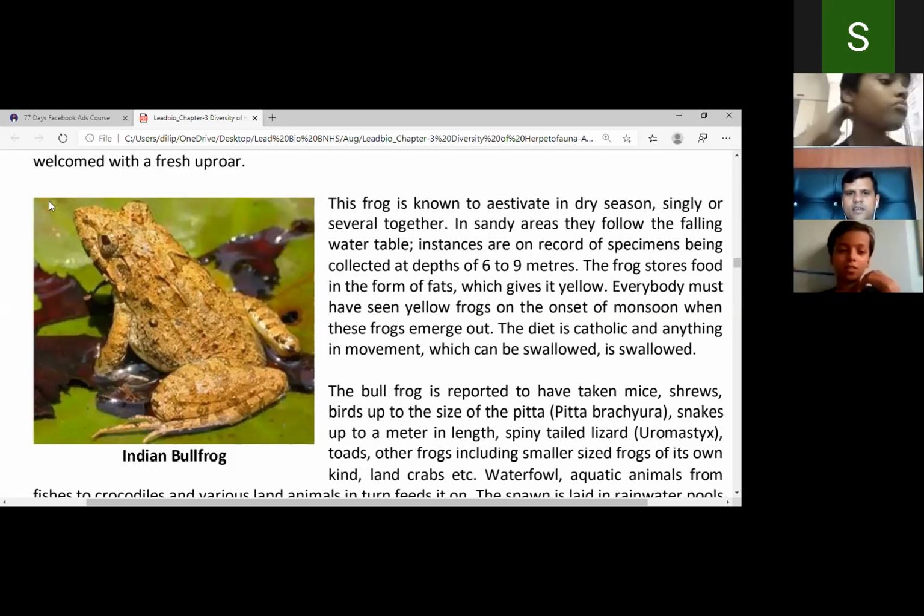Yes. I've seen a toad that big, and then it got scared, so it just peed and went away. Okay. So Indian bullfrog is amongst the largest ones, but yes, some toads can be big.